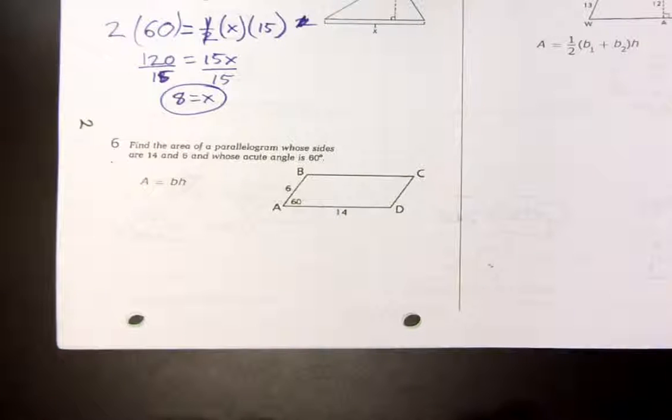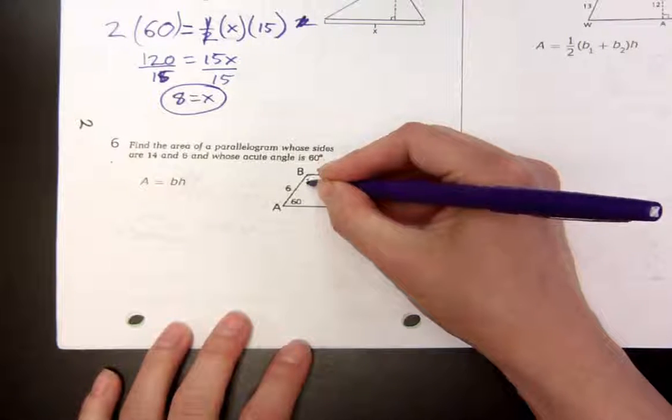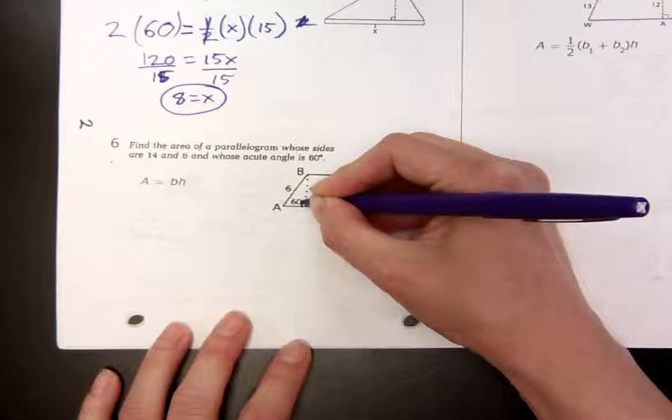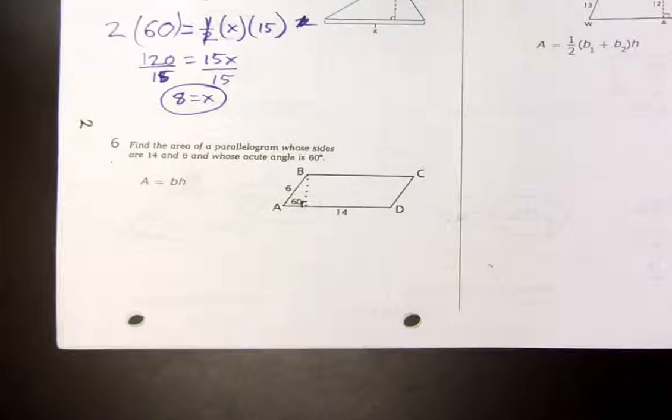So do we have the base? We don't have the height. What do we have instead of the height? The angle to the side. What can we do with this 60-degree triangle? 60-degree right triangle. It's the 60 and 30.